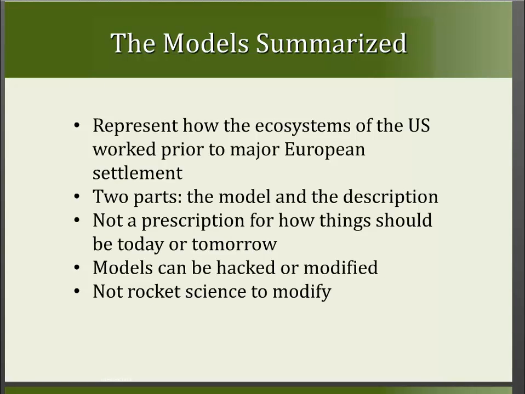So to summarize, the models represent how the ecosystems of the United States worked prior to major European settlements. There's the textual description, it's sort of like metadata, if you will, that you can look at all by itself. It's sort of standalone. And then the model, which you would then need to use in VDDT or now STSIM. It's not a prescription. The models are easy to hack or modify. It's easy to go in and suppress fire. It's easy to go in and add logging or invasives, and easy to add in new succession classes that might represent what would happen under a climate change scenario.